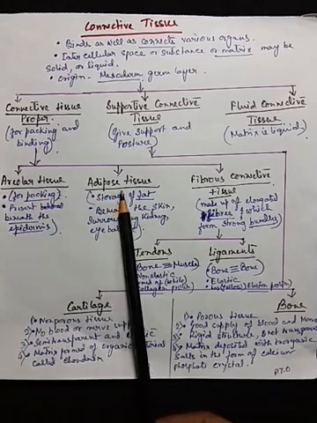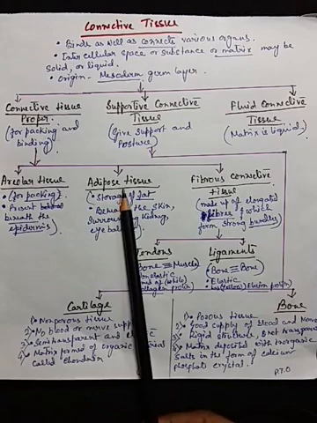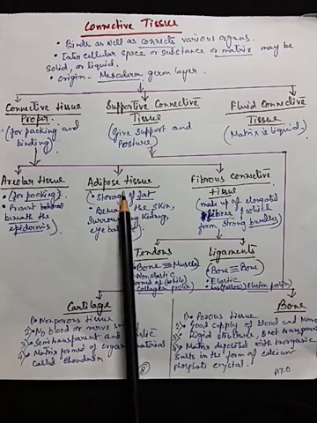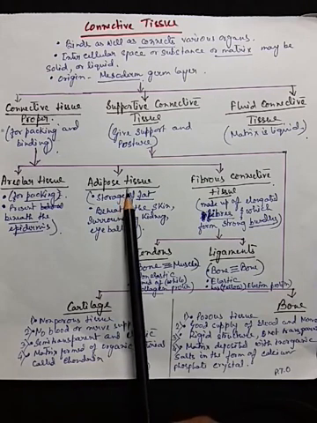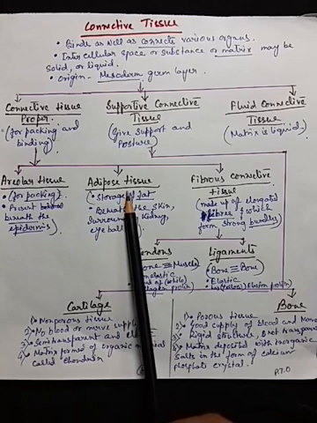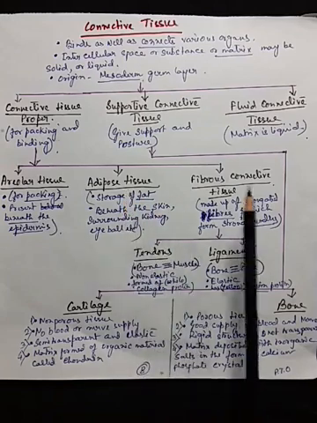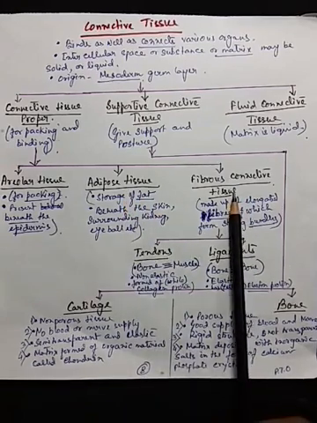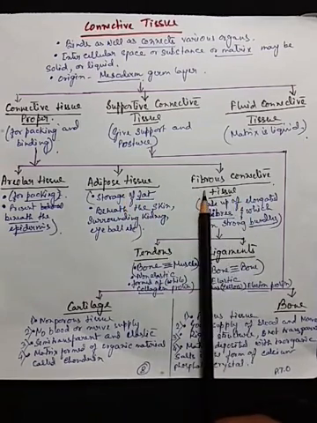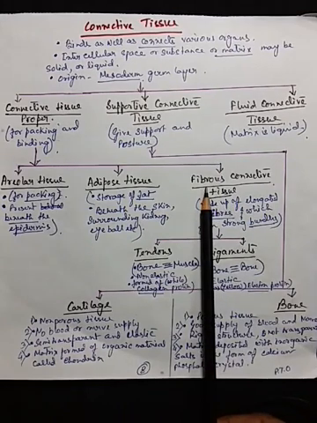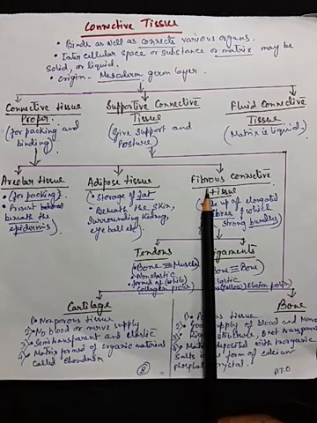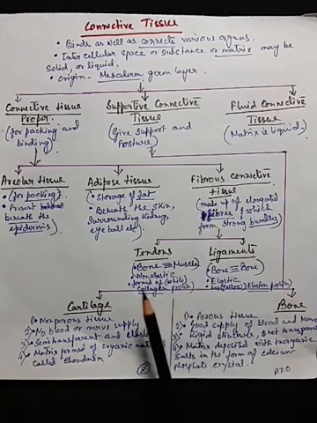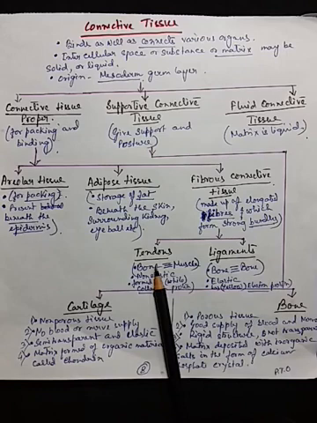The next one is adipose tissue. It stores fat and remains beneath the skin and surrounding the kidney and eyeball. It is a specially fat storing tissue of our body. The third one is fibrous connective tissue. From the very name, fibrous means elongated fibers are present within the fibrous connective tissue. They are of two types. One is a tendon, another one is a ligament.